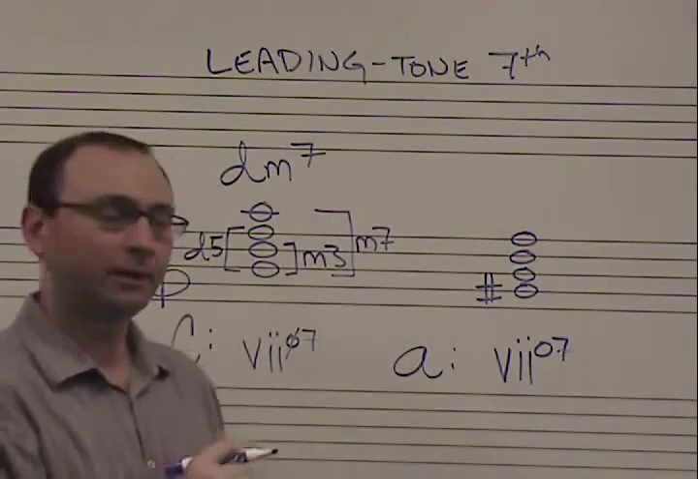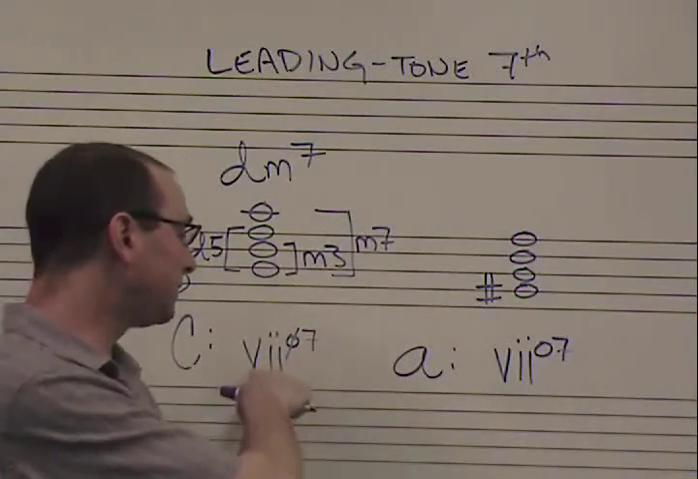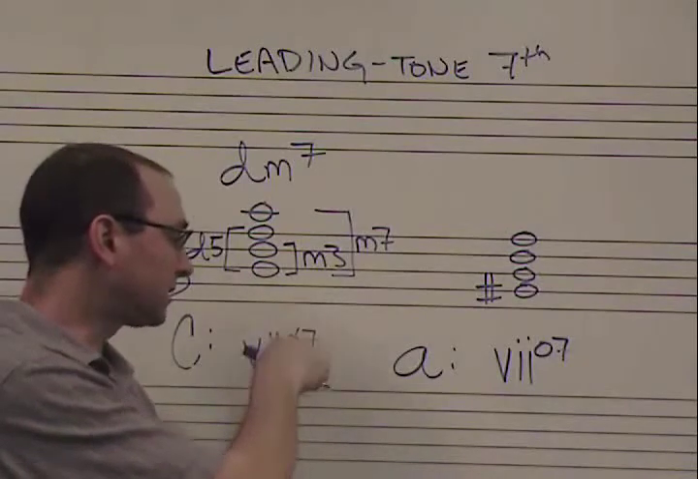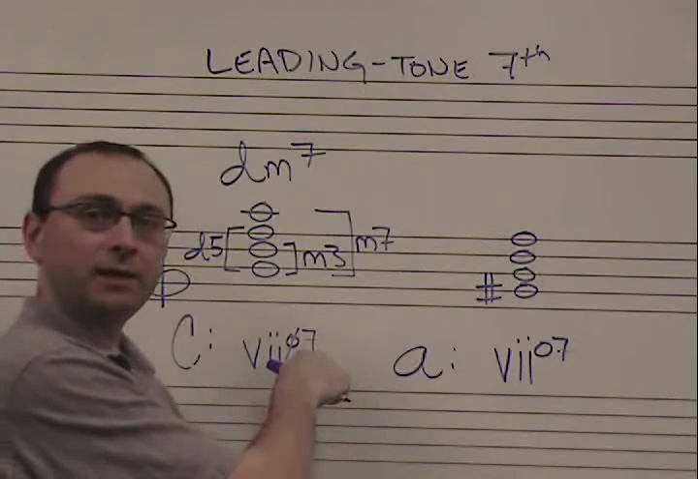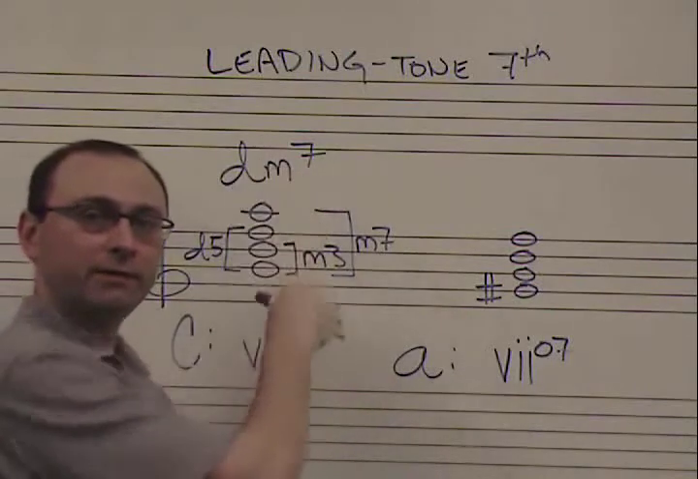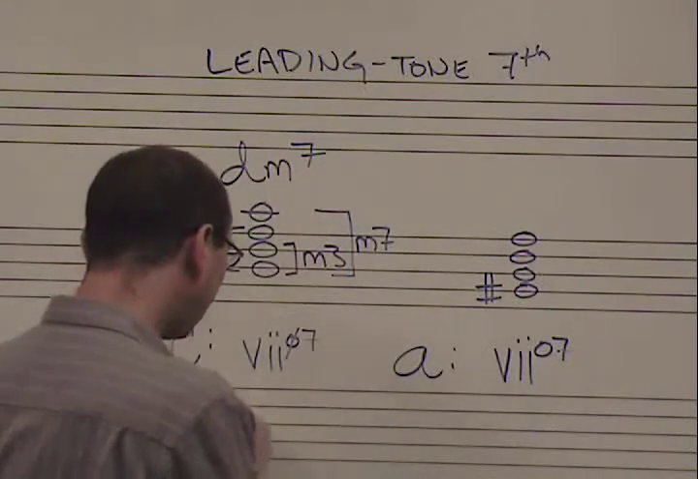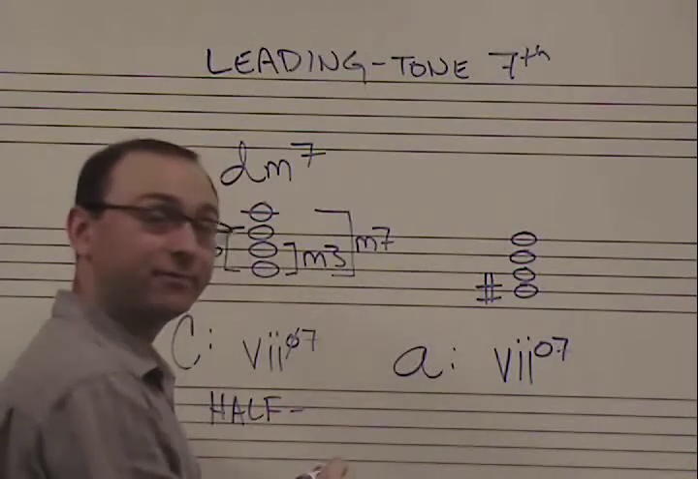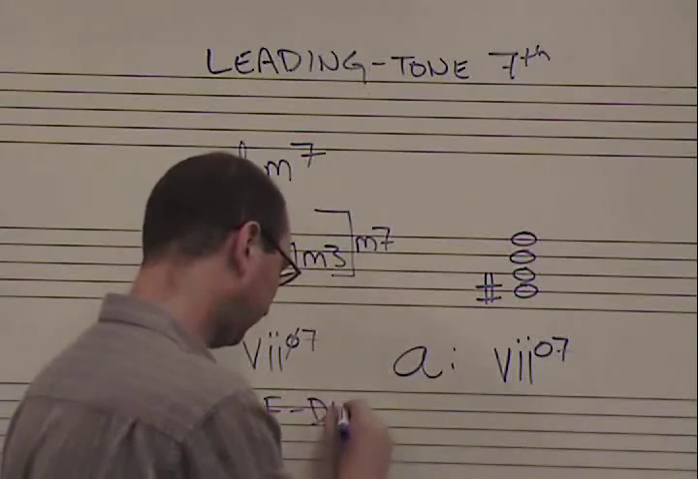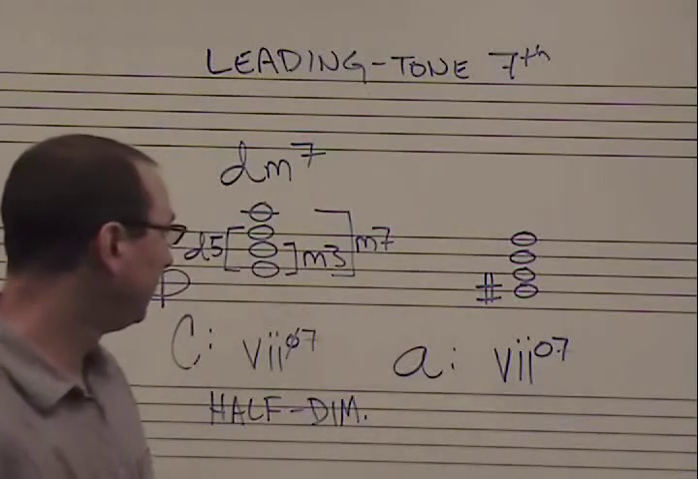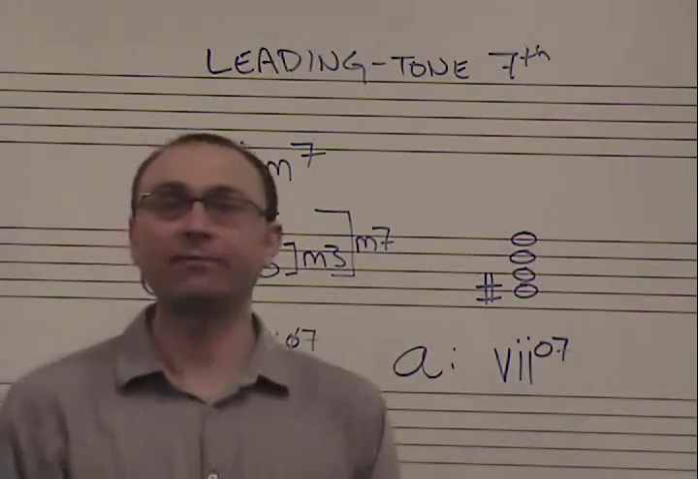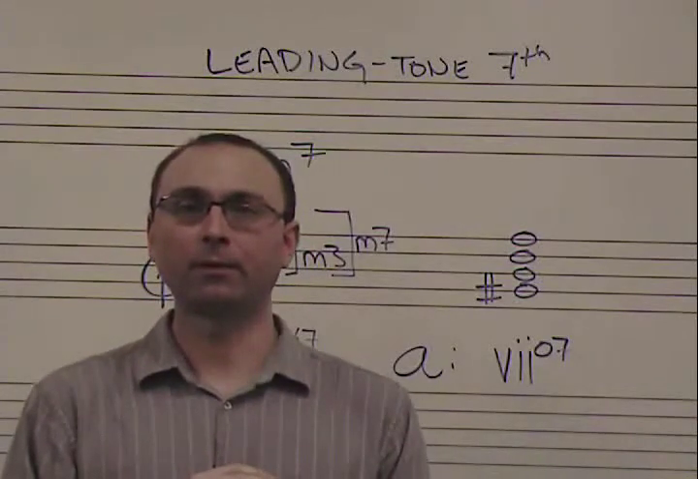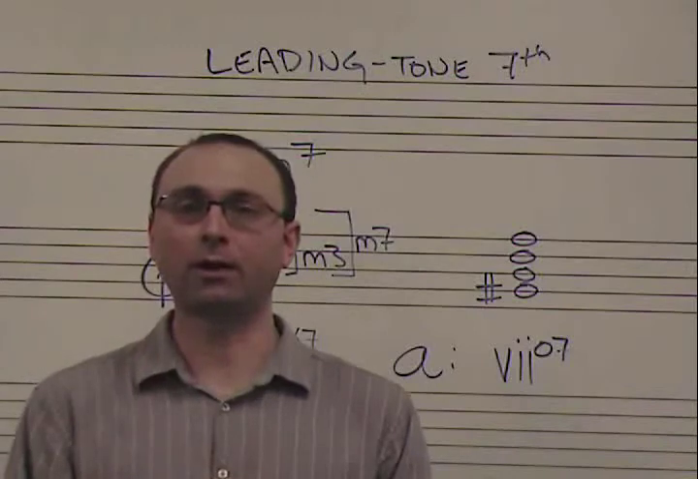Diminished minor seven. Now take a look at the Roman numeral. You can see that this is 7, and you can see the circle has a slash through it. That indicates that this chord is a diminished minor 7 chord. We say that this chord is half diminished. Major keys have half diminished 7th chords when building a chord on the leading tone.